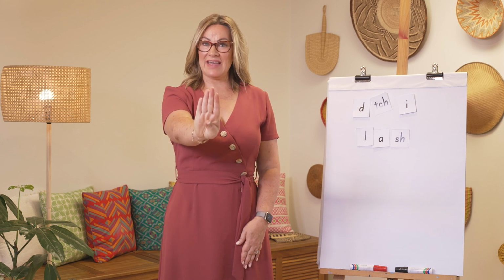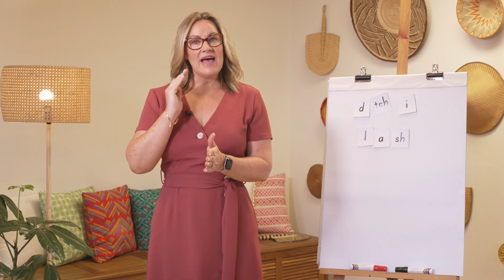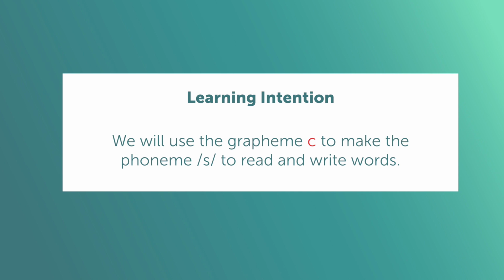Di, 2, tri, 3. Quadgraph is our new one. So a quadgraph, how to think? 4. So it's going to be 4 letters together that represent one phoneme. We've done our review, so let's get on to our new learning intention for today. Our learning intention for today is that we are looking at the grapheme C, the letter C, but today that grapheme is going to represent the phoneme S.